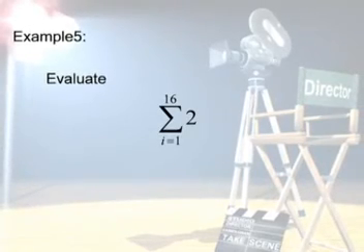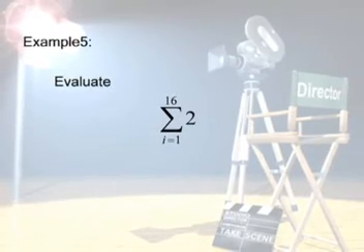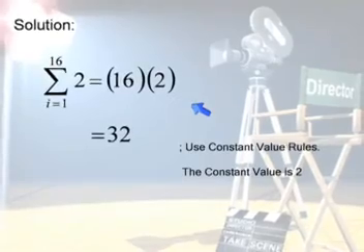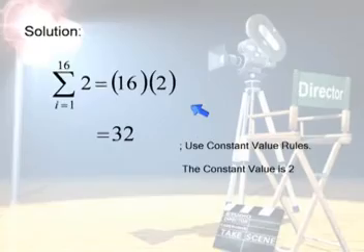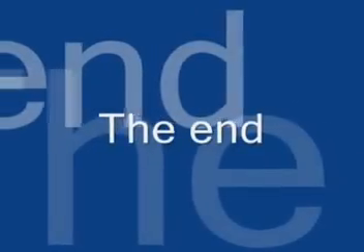Example 5. Evaluate. Solution. Use the constant value rule. The constant value is 2. The end.